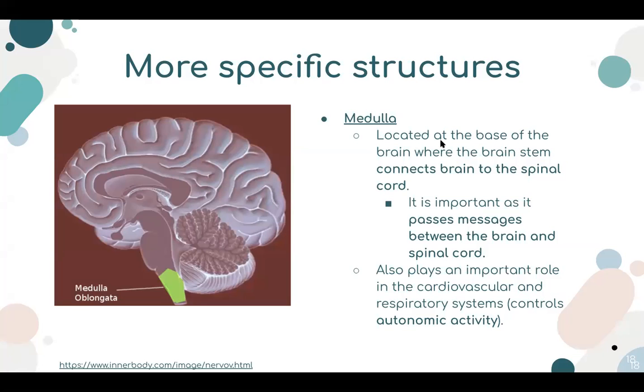Then we have the medulla, which is located at the base of the brain, where the brainstem connects the brain to the spinal cord. Like I said earlier, the brainstem is the region where the brain connects to the spinal cord, but the medulla is that specific portion. It's important because it passes messages between the brain and spinal cord, and it also plays an important role in the cardiovascular, meaning having to do with your heart, and respiratory, meaning having to do with your lungs, systems, and it controls your autonomic activity, meaning unconscious activity.